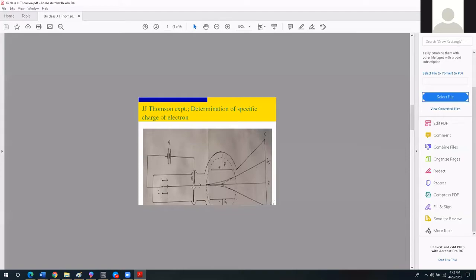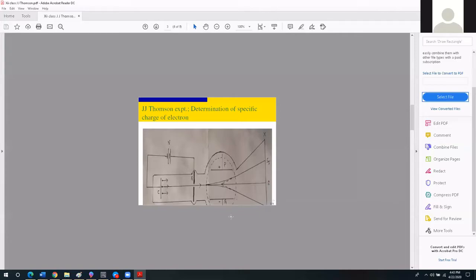It consists of a highly evacuated tube, which contains a cathode C and an anode A. This is cathode C, and this is anode A. An accelerating potential is applied between the cathode C and anode A, and its value is capital V in this figure. The emitted electrons are accelerated toward the anode A by this accelerating potential, and the anode A has a fine central hole so that a fine beam of electrons emerges through it.